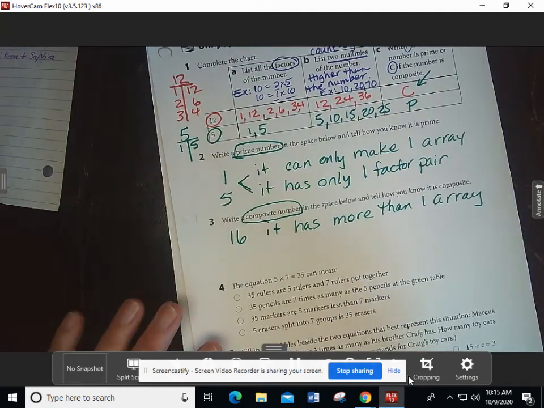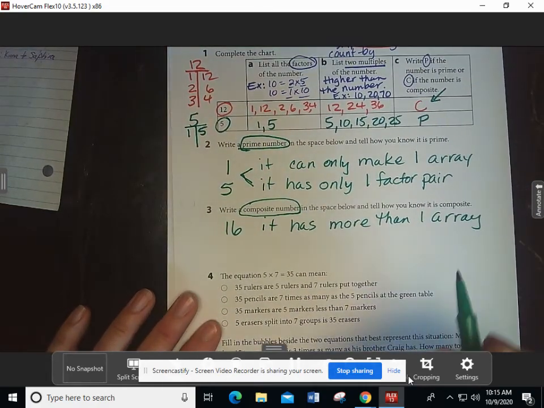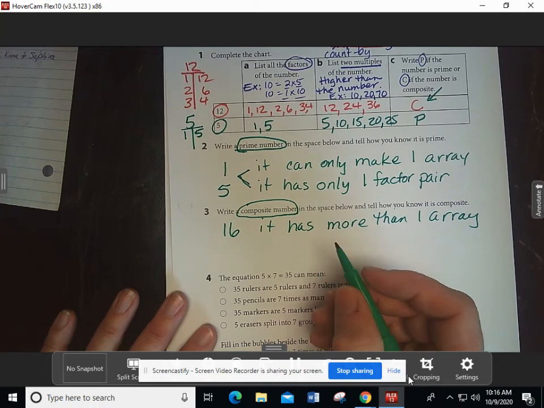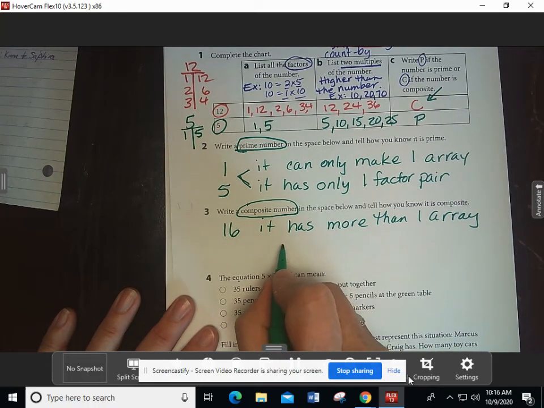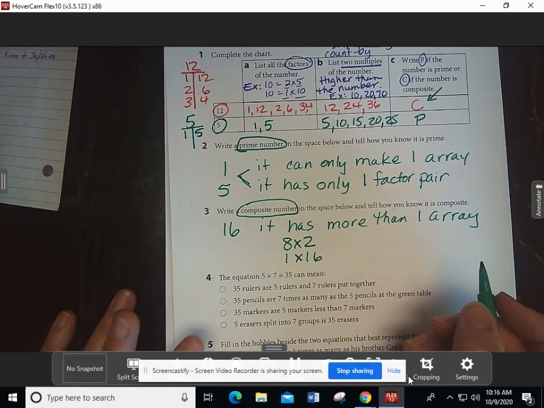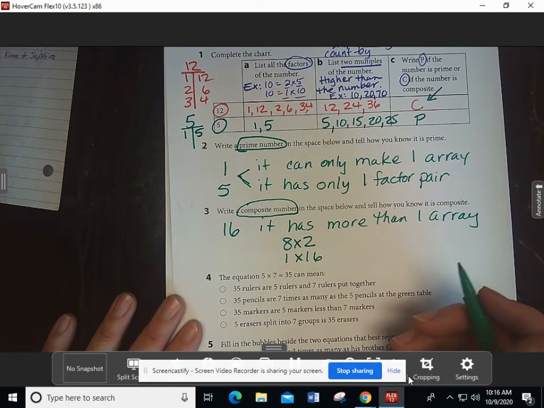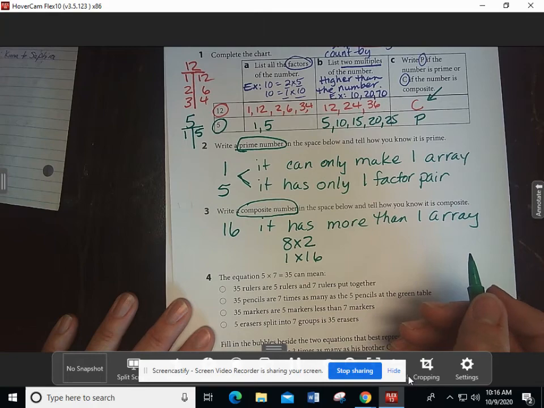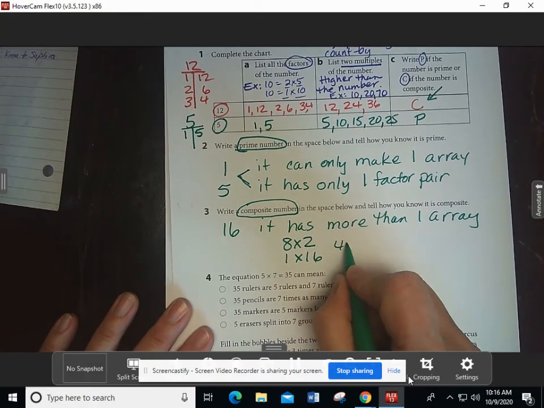And then you can give the dimensions. What are the dimensions of 16 as an array? Phoenix. 8 and 2, and 1 and 16. And there's one more. Wait. It's a square number. I'm looking at it. Yes, 4 times 4.